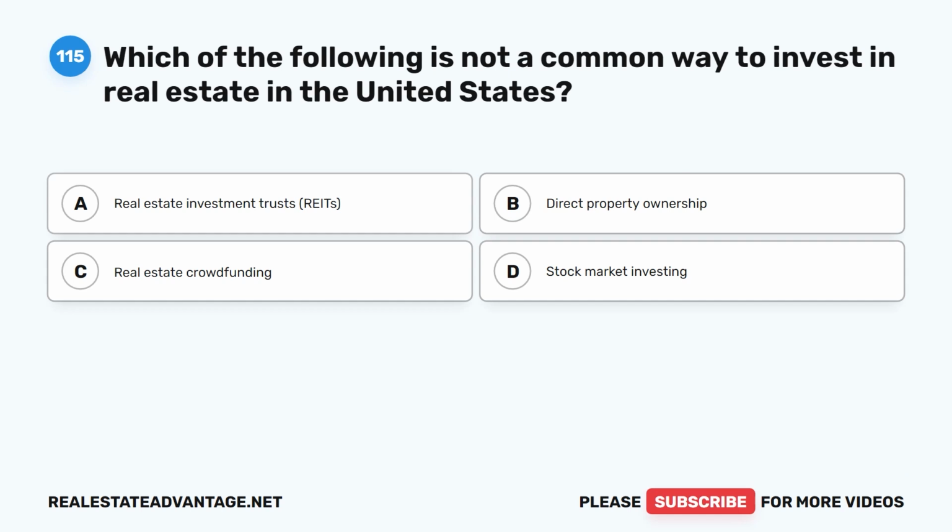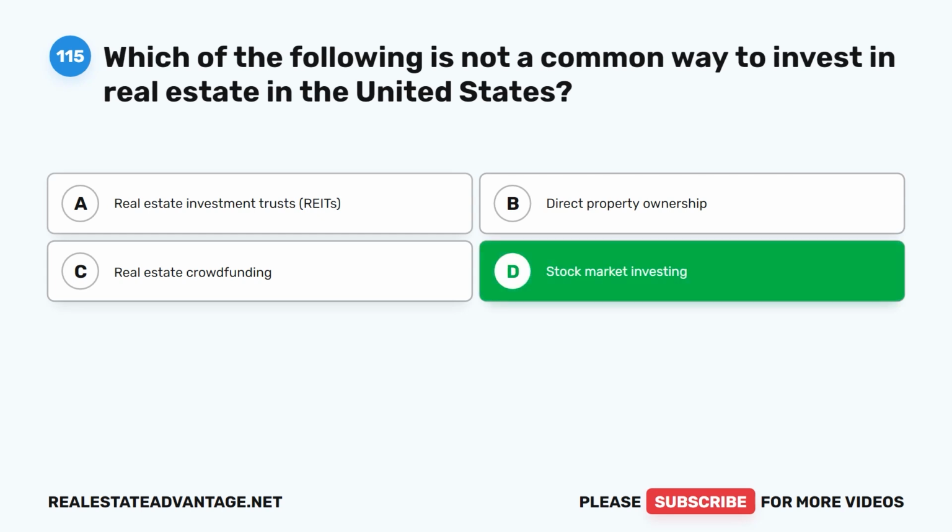Question 115. Which of the following is not a common way to invest in real estate in the United States? A, real estate investment trusts, REITs. B, direct property ownership. C, real estate crowdfunding. D, stock market investing. The correct answer is D, stock market investing.